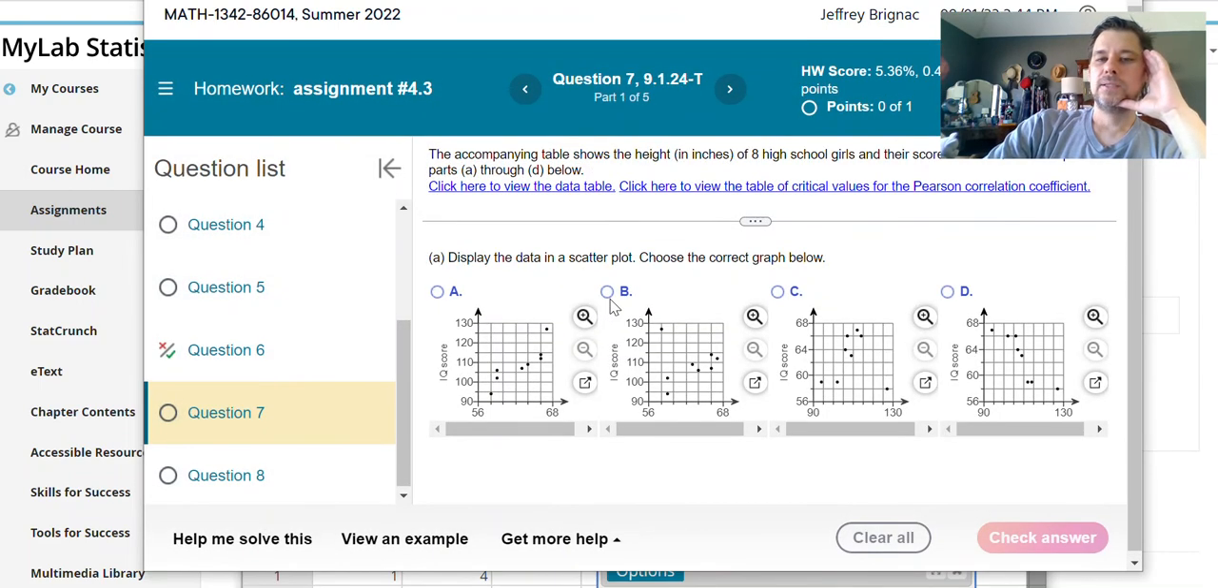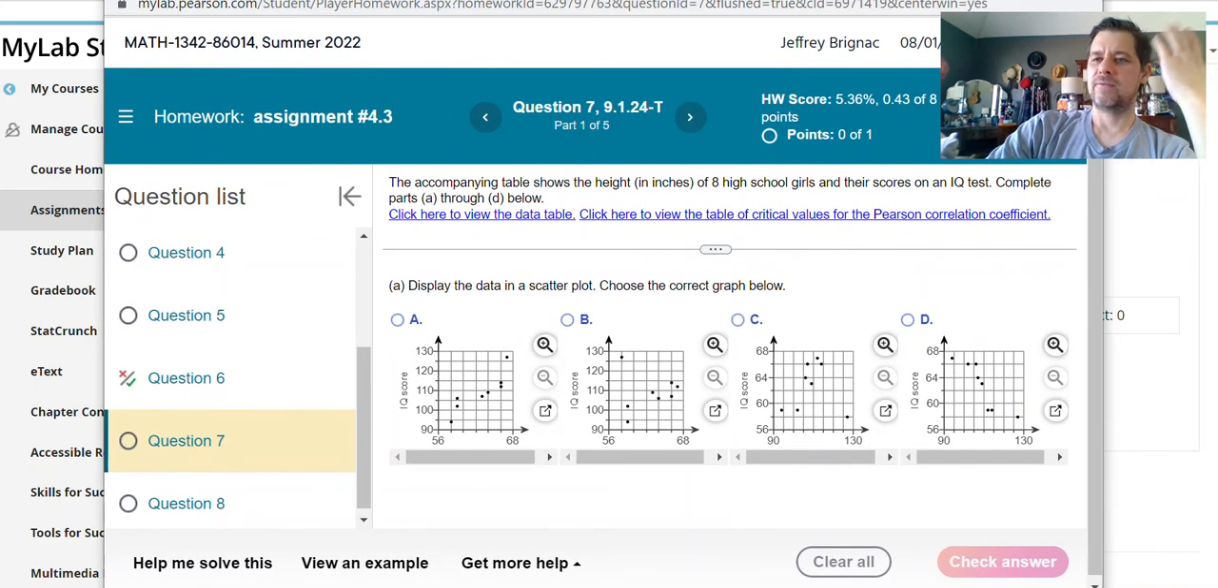Okay, let's try another one, and just for variety, I want to show you another example. So in the table, we see the height of 8 high school girls and their IQ test scores. Well, I don't see those variables going together. I don't see there being a correlation, okay?